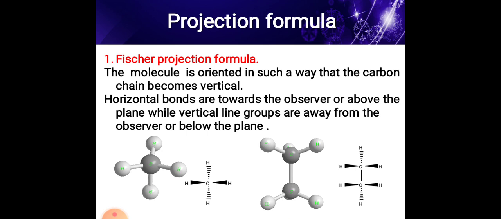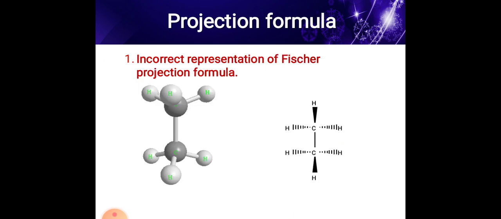Then see the Fischer projection formula. The molecule is oriented in such a way that the carbon chain becomes vertical. Horizontal bonds are towards the observer or above the plane, while the vertical line groups are away from the observer or below the plane. This is carbon, single bond, carbon is there. Then this is the incorrect representation of the Fischer projection formula.